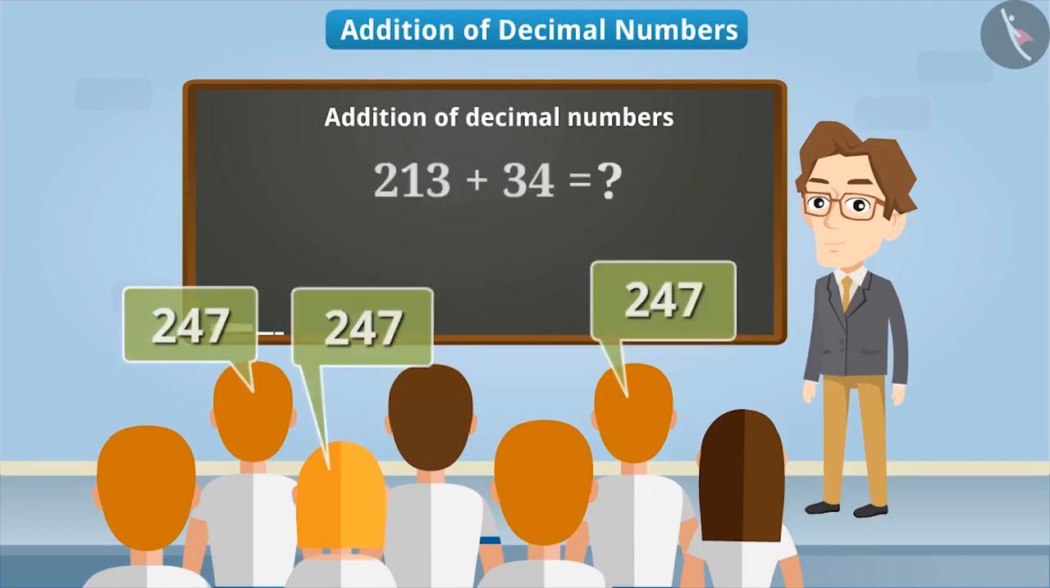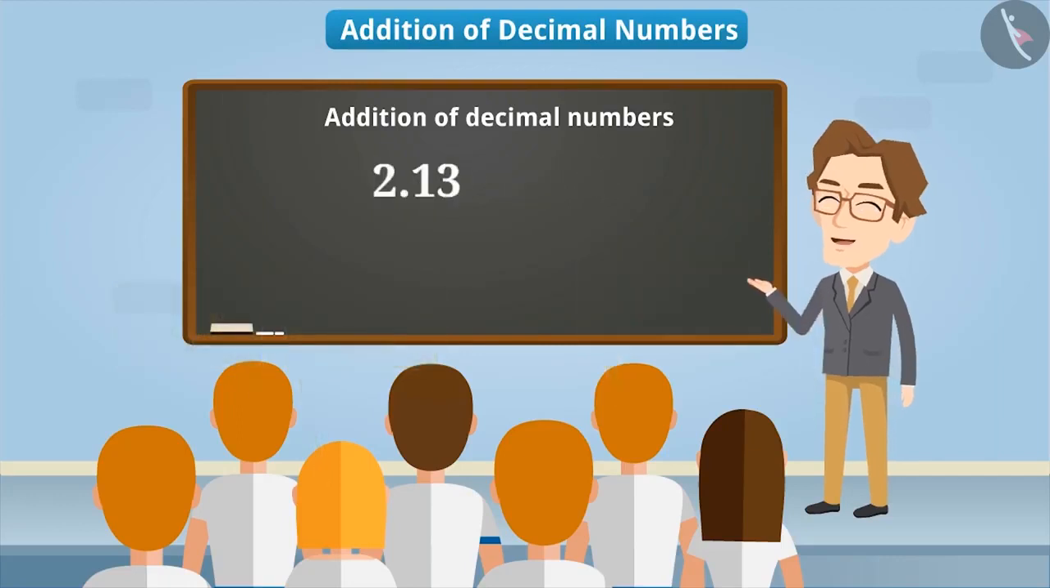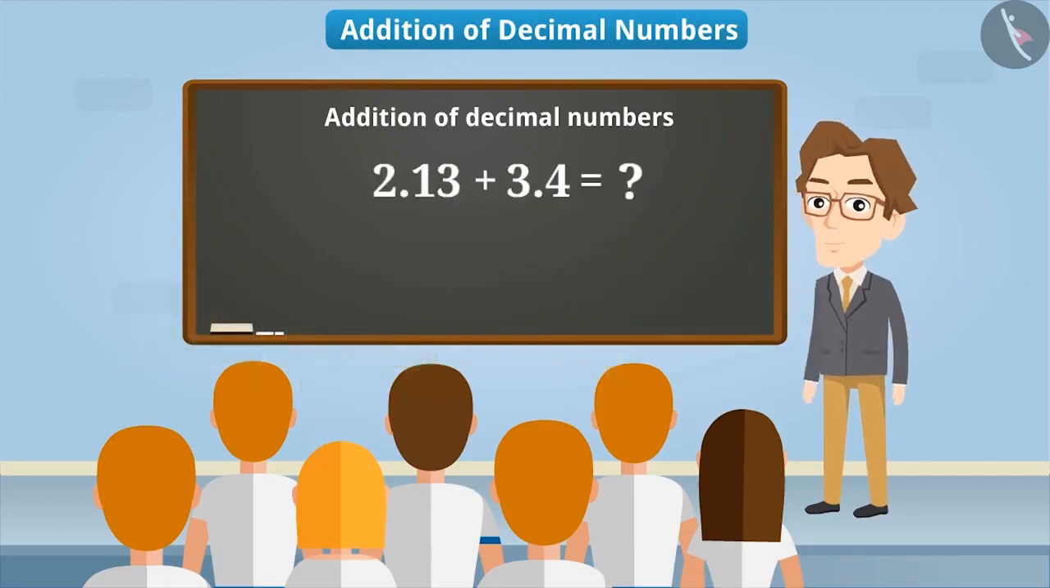The teacher then asked them, what would be the sum of 2.13 and 3.4? The students started thinking hard as to how they could add these two decimal numbers. Do you also face such problems? If yes, then let's solve it in this video. We need to find out the sum of 2.13 and 3.4.